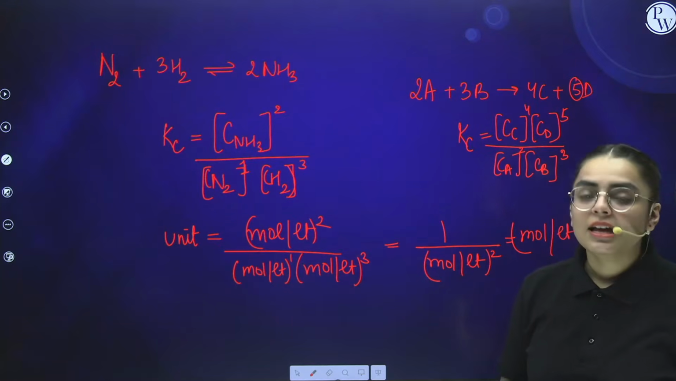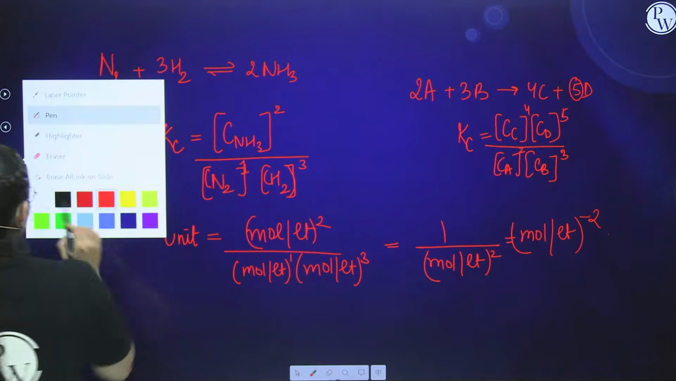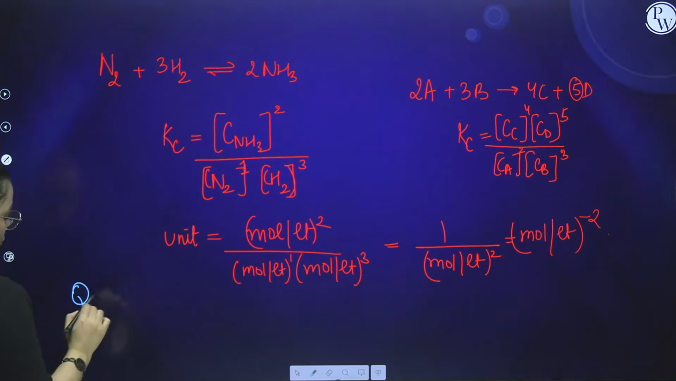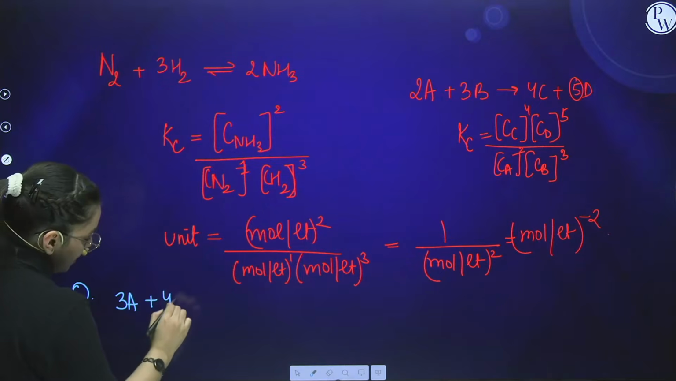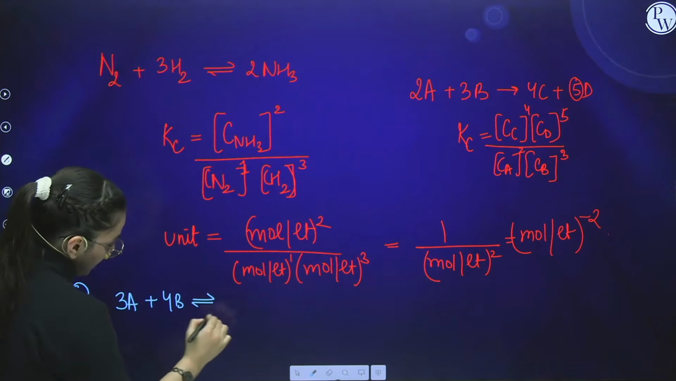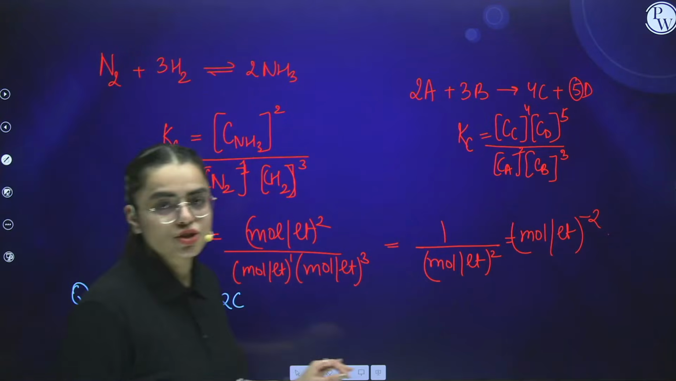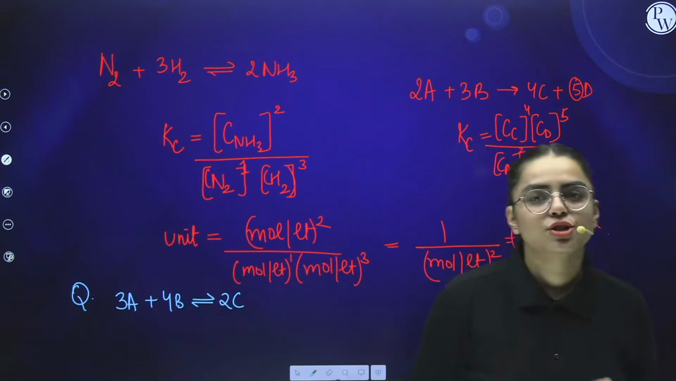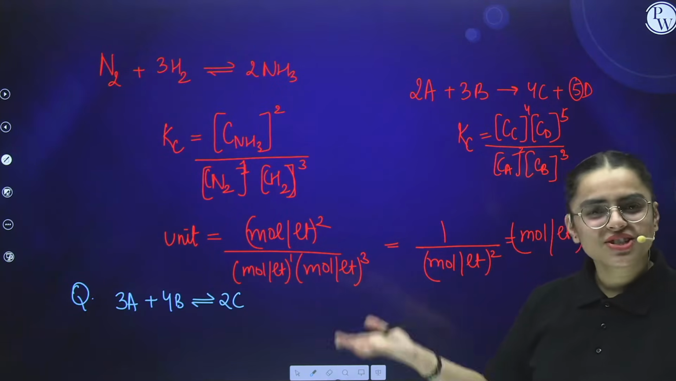Is it clear? Now, I am going to give you one question. You can solve it yourself. 3A plus 4B gives 2C. Write an expression for this reaction. Also calculate its unit. This is your homework now. It's a general reaction, just a practice session.